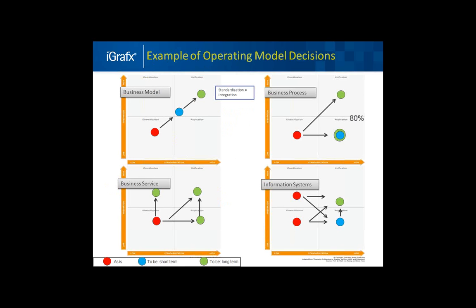If they even go through such an exercise, they think of it from a business model perspective. They say, oh, we are now diversified, but we need to be more integrated and replicated in the short term, and then we want to have a high level of integration and standardization. And they actually think all of this is the same for the rest of the business. However, from a business process perspective, there are aspects I want to have highly integrated and standardized, and there are aspects where I actually want a high level of standardization.